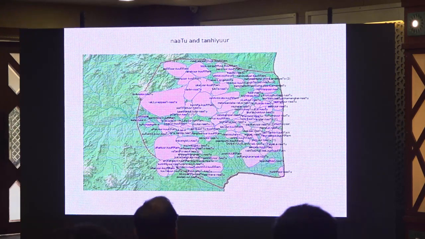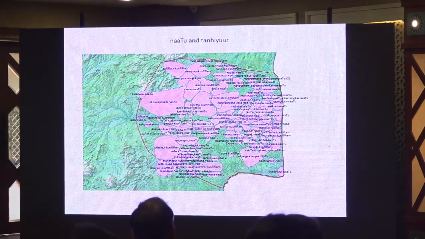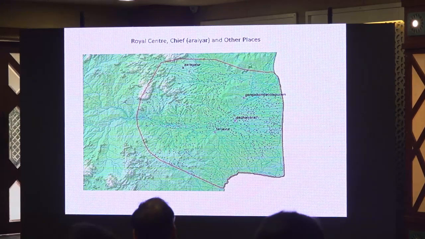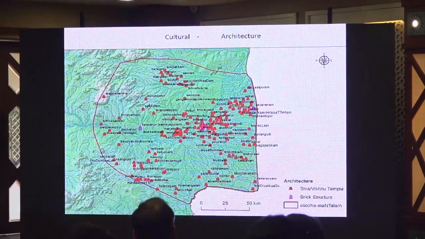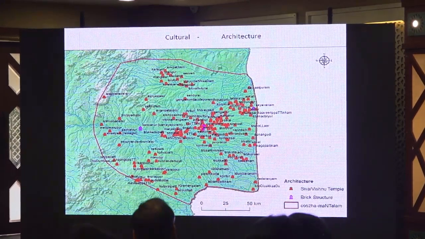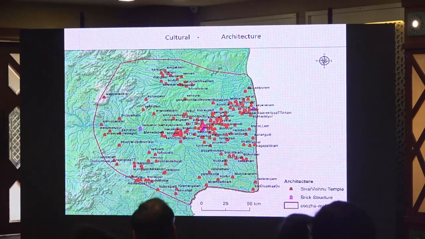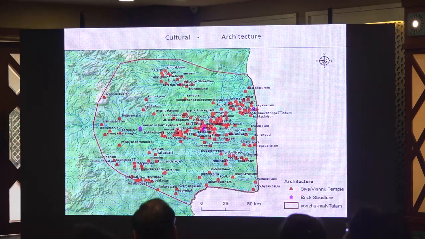Nadu and Thaniyurs. Okay. Next one. Then Royal Center, Chief Others is one. Next. Okay, up to now political. It's a political one. Now I am coming under the cultural. Here is architecture. Shiva Vishnu temple, brick structure temple, but in this area.